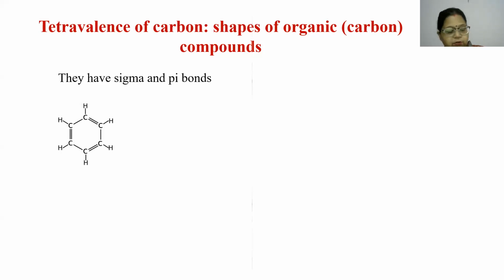Ritika, have you counted down sigma and pi bonds? Ma'am, there are three pi bonds. Okay. And 12 sigma bonds. Ritika, do you agree with Shweta or not?